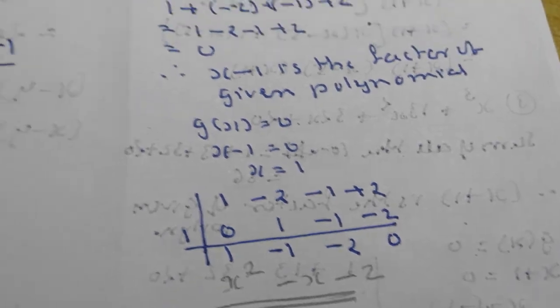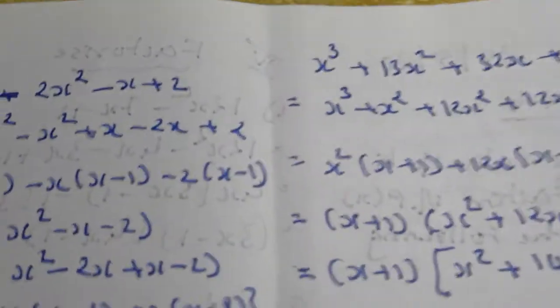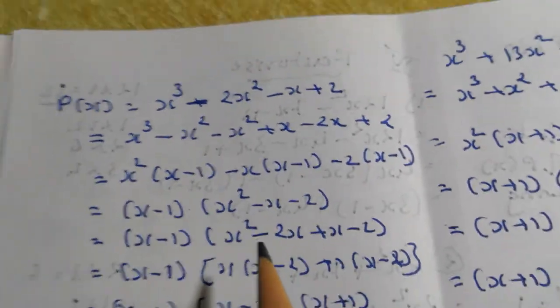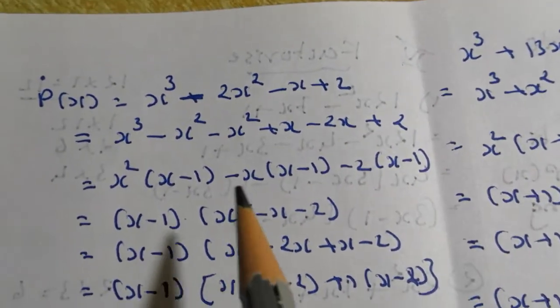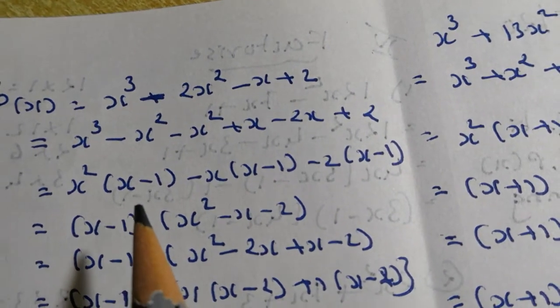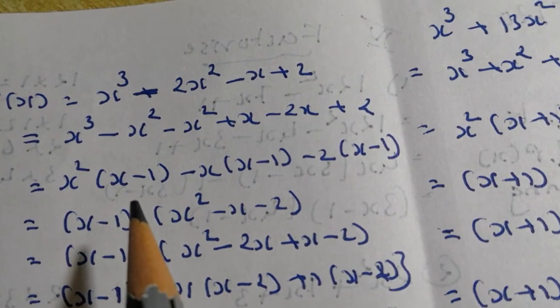Okay. Well, see the sum. The question given to you is x cube minus 2x square minus x plus 2. So I am not writing the second step first. I will write the third step. x minus 1 was the factor of it.